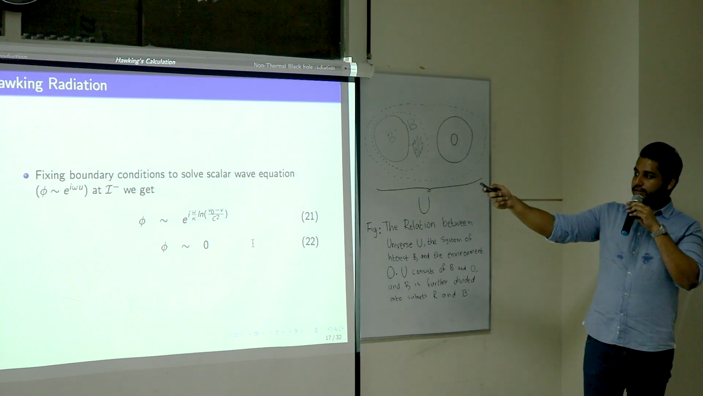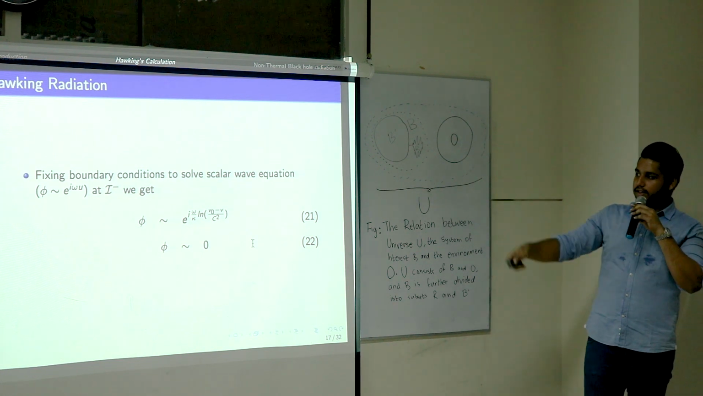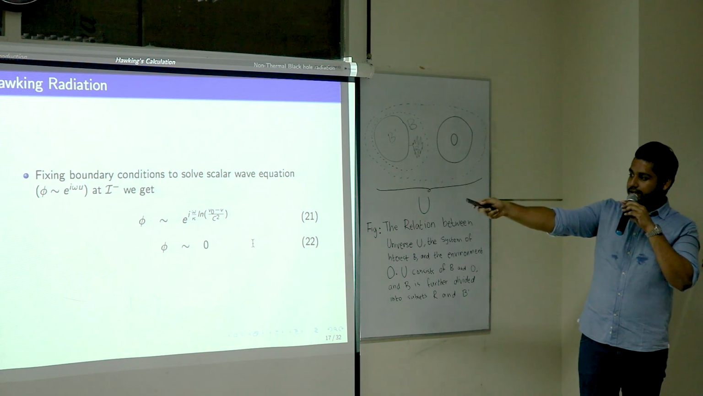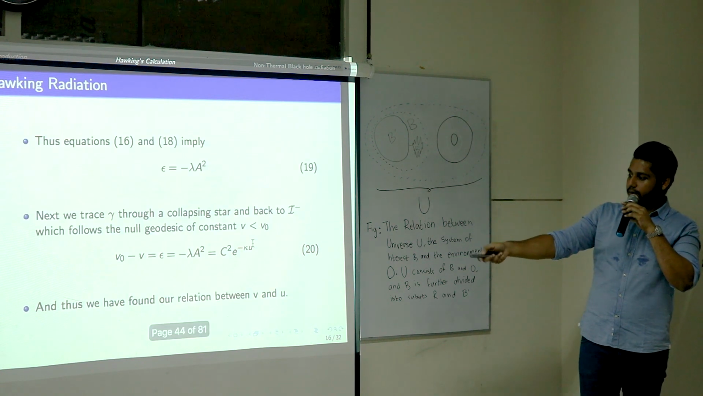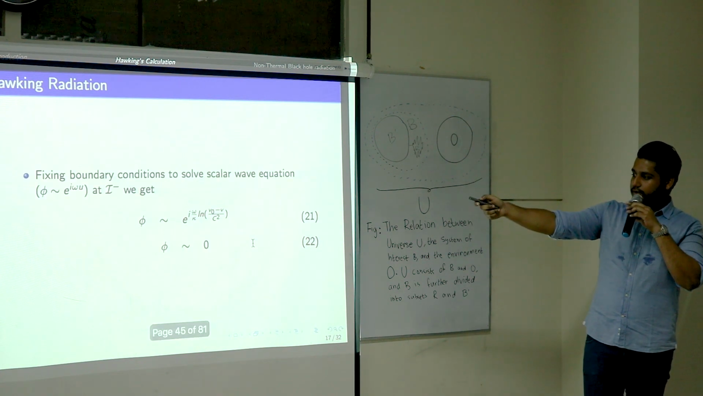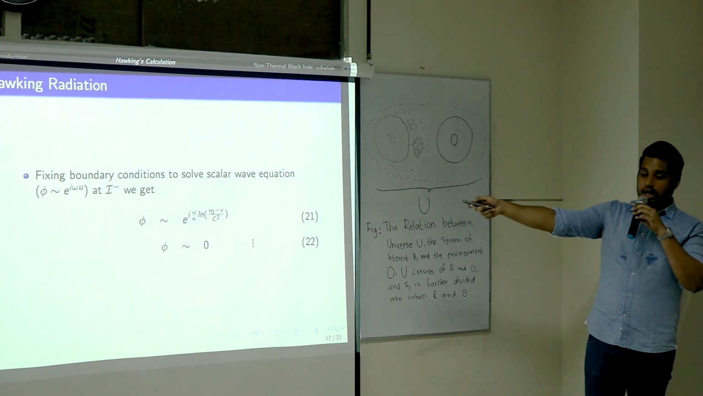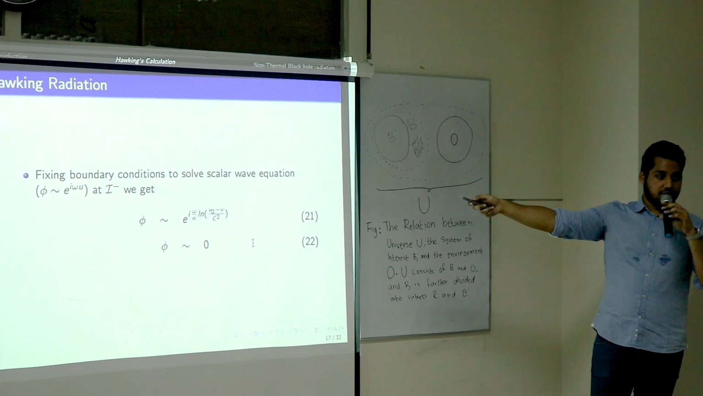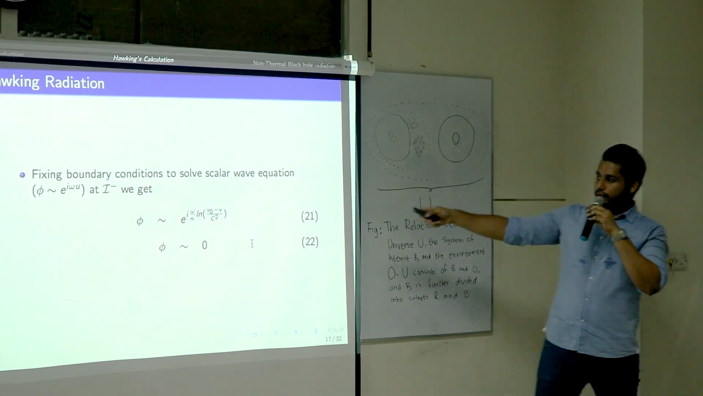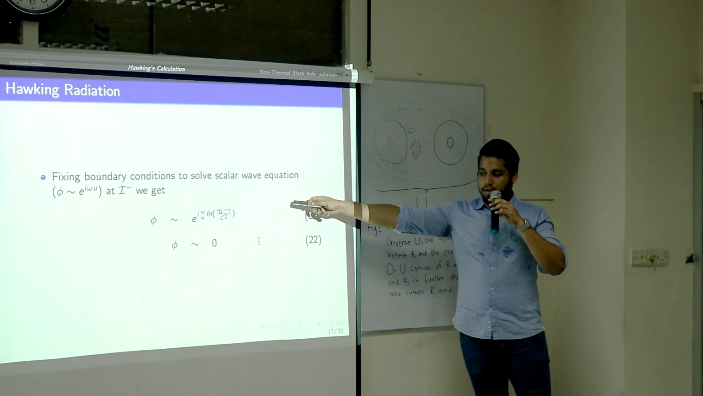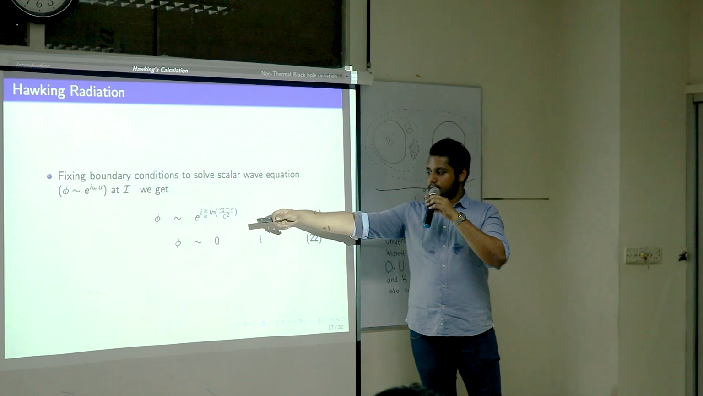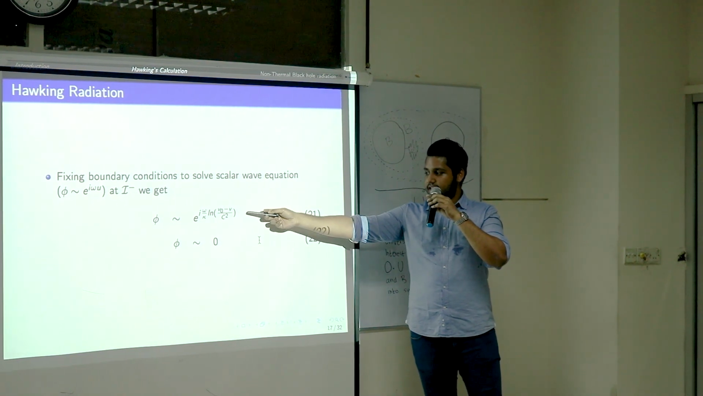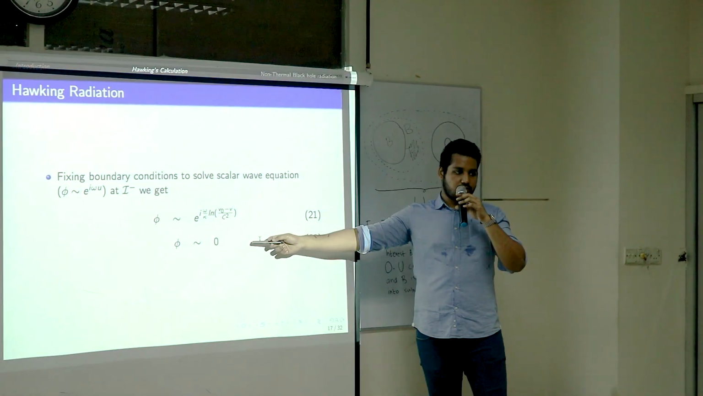Fixing boundary conditions to solve the scalar wave equation at past null infinity, we have phi equals e to the power, and if we solve the equation there, phi equals e to the power minus i omega kappa. Here kappa is the surface gravity of the black hole, and this is for V less than 0. You get a solution for phi for V less than 0. For V greater than 0, it just gets absorbed by the black hole.